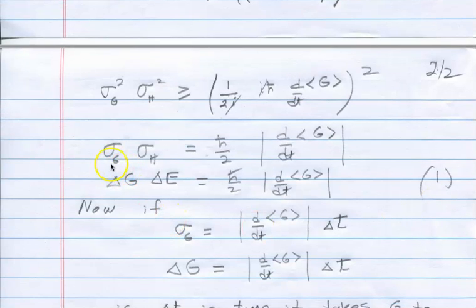If you like, you can write this as the uncertainty in G, whatever that physical variable was, and the uncertainty in the energy measurement is equal to this. So it's just our usual interpretation of the uncertainties, that the standard deviation is a measure of the uncertainty in our measurement.